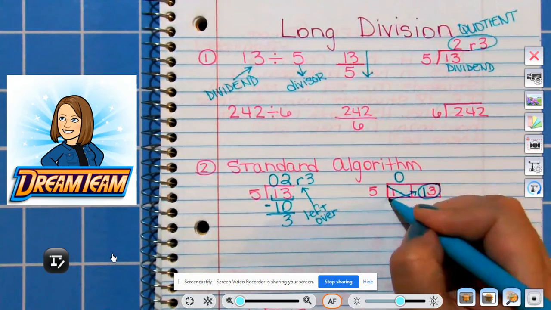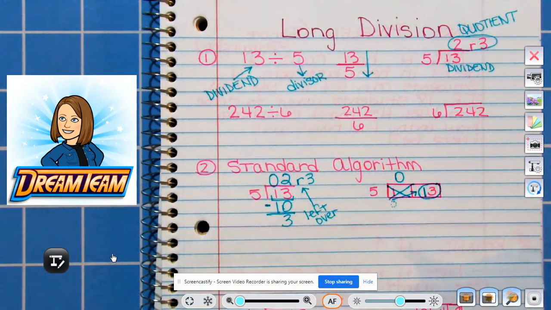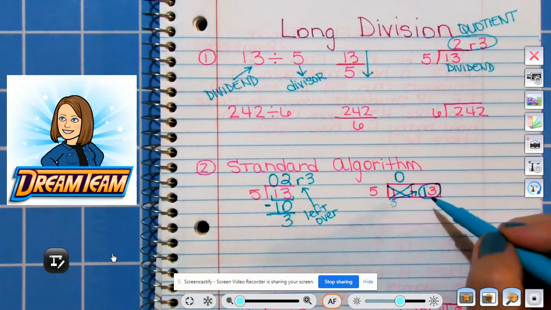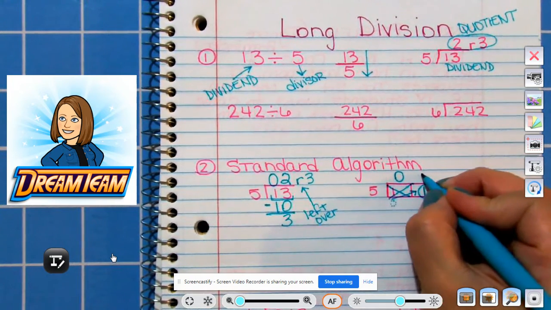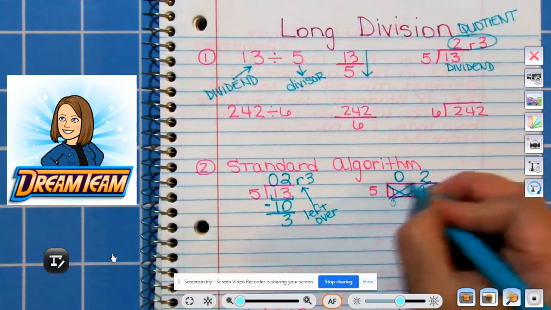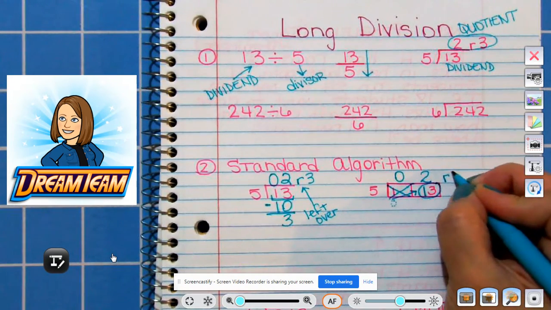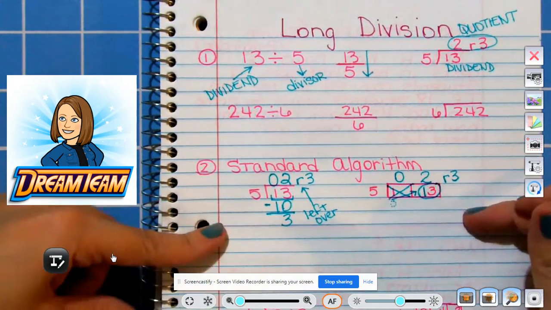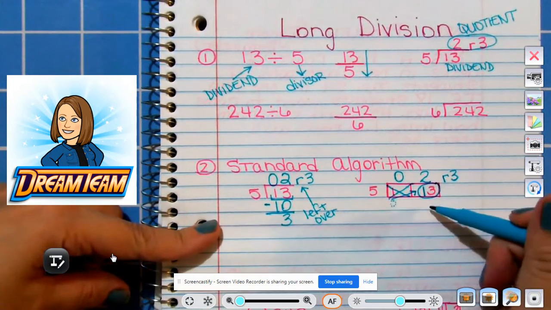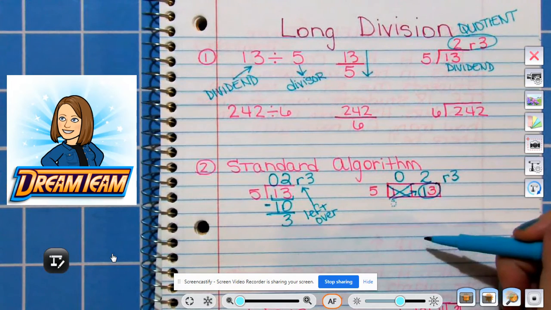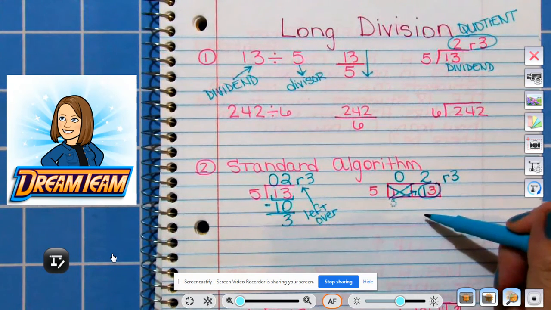And so now we're finished with that part. And we're going to see how many groups of 5 we can get out of 13. We were able to get 2 groups. 2 times 5 is 10, and that leaves 3. So it's 2 different ways to solve the same problem. This way just takes the subtract, bring down out of the picture, which helped a lot of students this year.